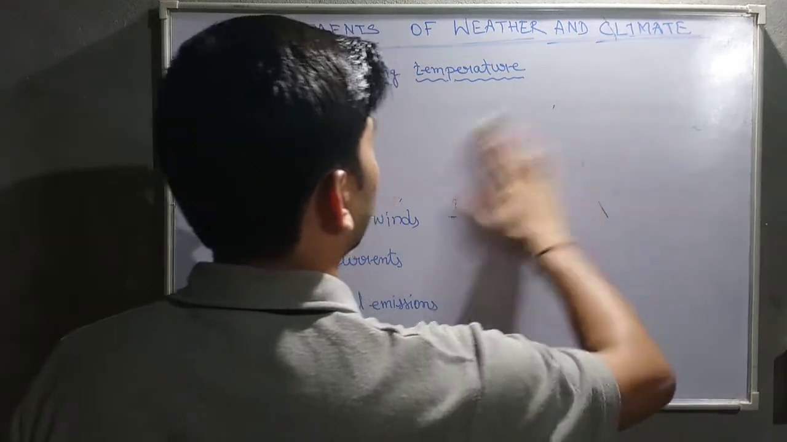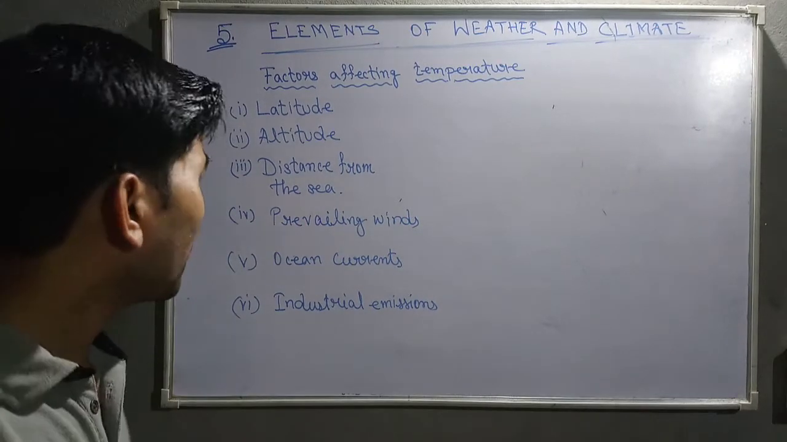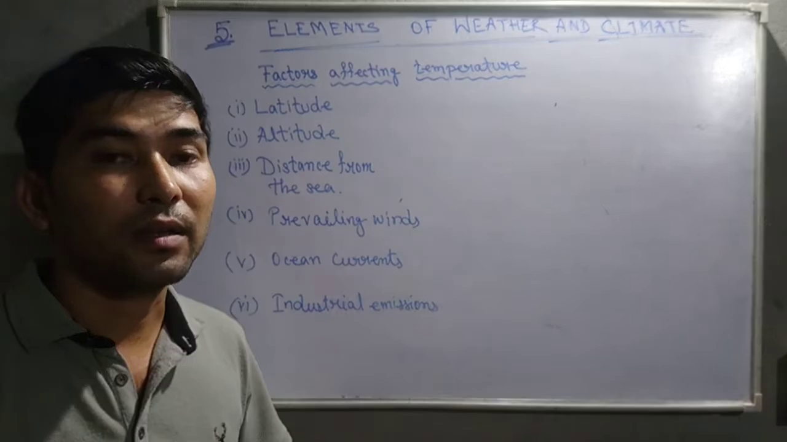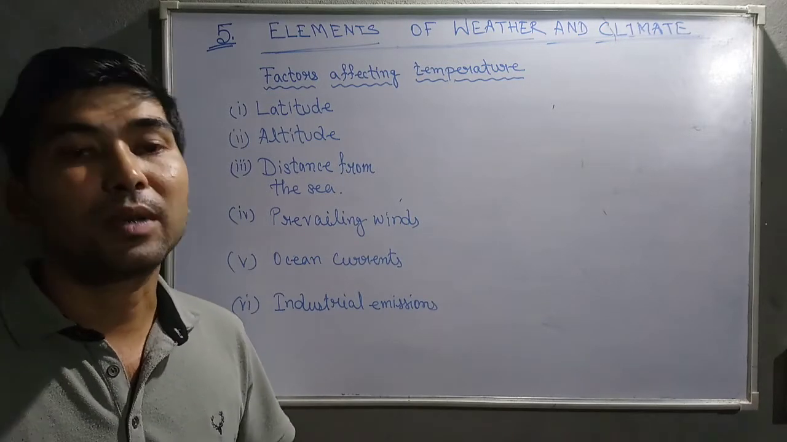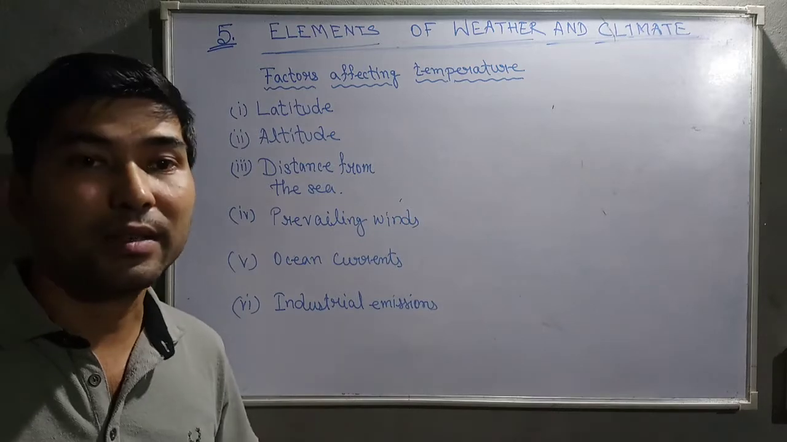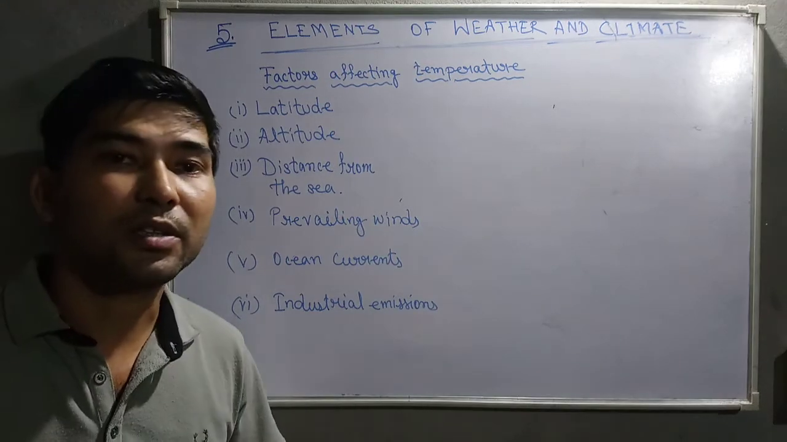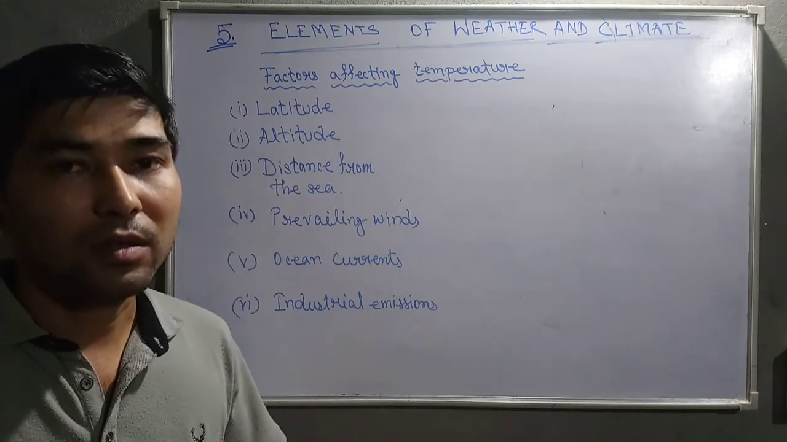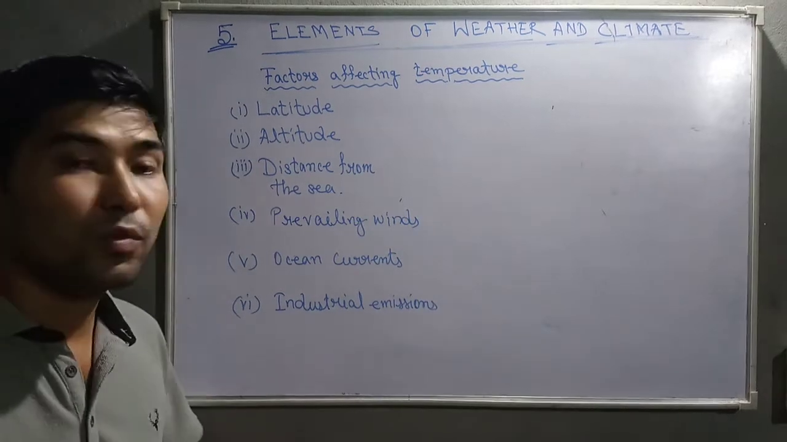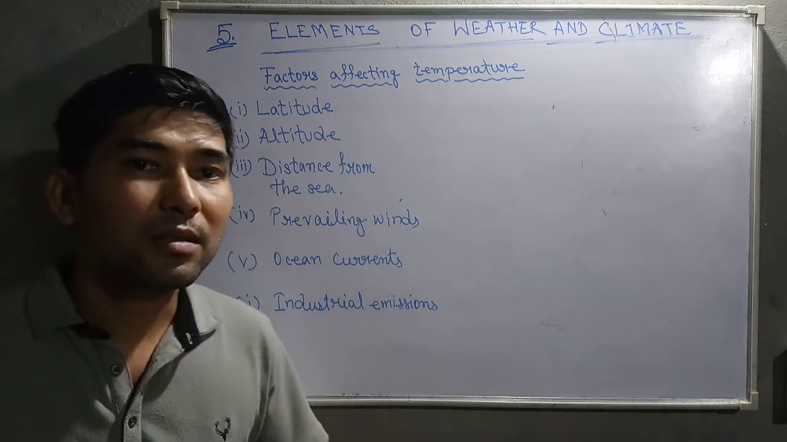Then distance from the sea. Distance from the sea is very easy to understand. Kerala, Tamil Nadu, Odisha, Gujarat, Maharashtra, some parts of Karnataka, Goa, these areas are very near to oceans, whereas Delhi, Uttar Pradesh, Madhya Pradesh, Assam, Arunachal Pradesh, all the Northeast areas, Meghalaya, Manipur, Bihar, these are all areas which are very far away from sea or ocean.